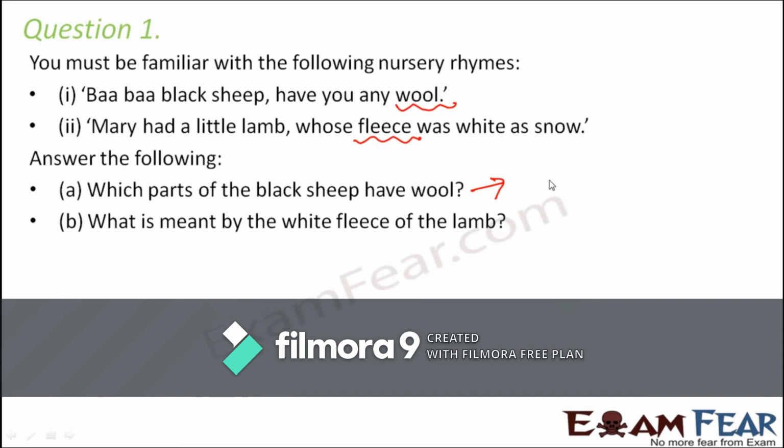The outermost covering. So sheep has a woolly covering outside its body. So basically on the skin they have hair all over their body. So how do we get wool from the sheep? The entire woolly covering along with a very thin layer of skin. What is meant by white fleece? What is the meaning of fleece? Fleece is nothing but the hair of the lamb, the woolly covering of the lamb.